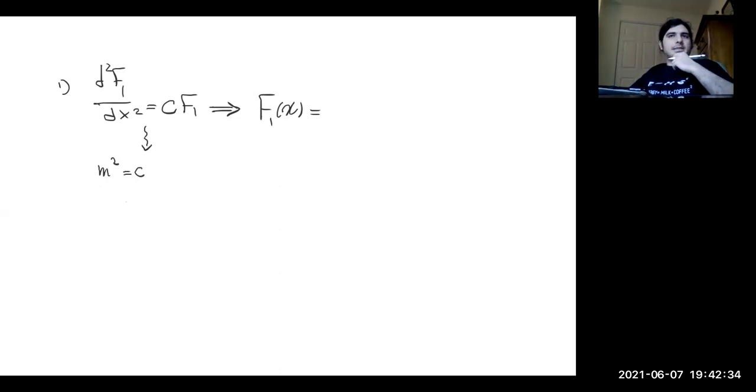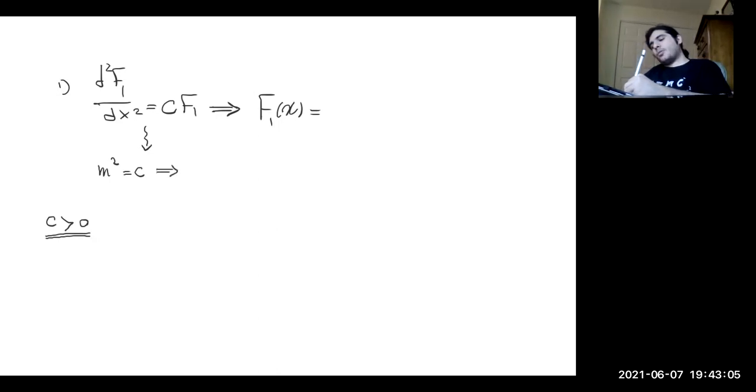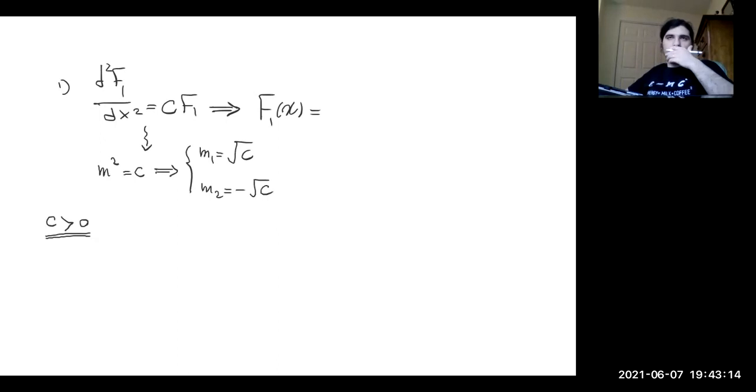Here, c might be positive, might be negative, and these two cases would be different, right? If c is positive, we would have two real solutions. If c is negative, we would have an imaginary solution. So let's suppose c is positive. This is another assumption. We can consider different cases. Let's start by assuming c is a positive number. So we would have two solutions: m1 would be the square root of c, and m2 would be minus the square root of c.